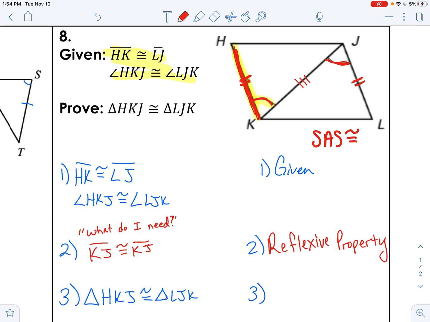Always ask yourself, what do I need first? Then how can I prove that? How can I say KJ is congruent to KJ? And then lastly, now we're done because I have side, angle, side, and I have side, angle, side. So I know that those are congruent figures, and I know they're congruent by side, angle, side. There we go.